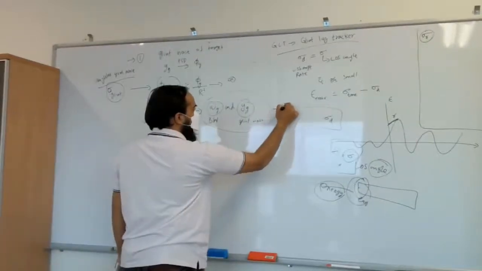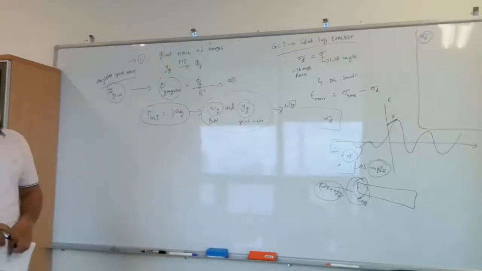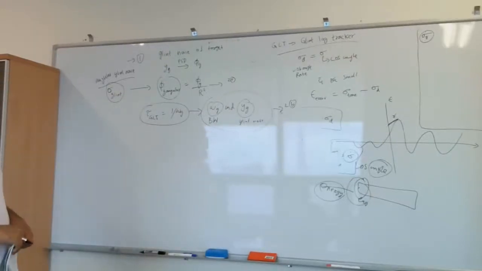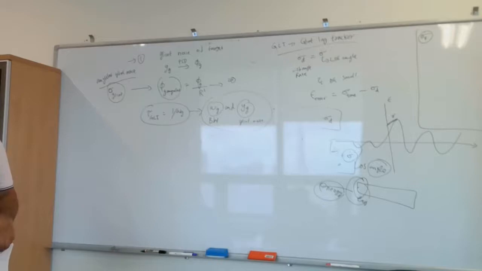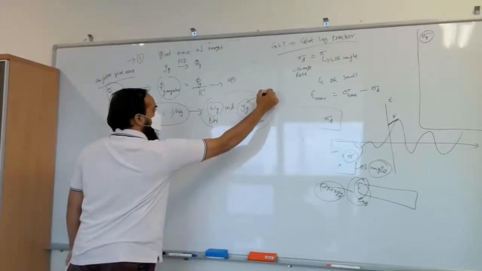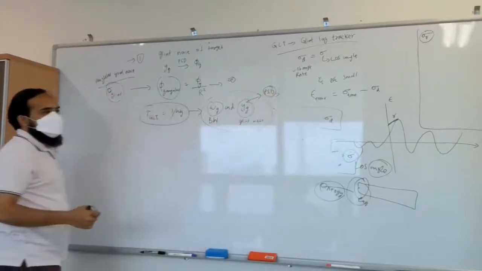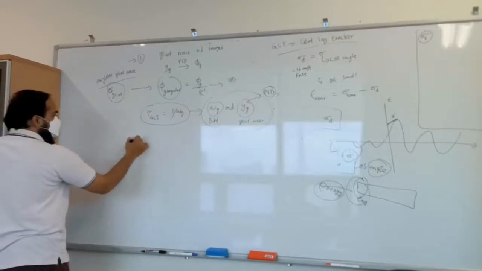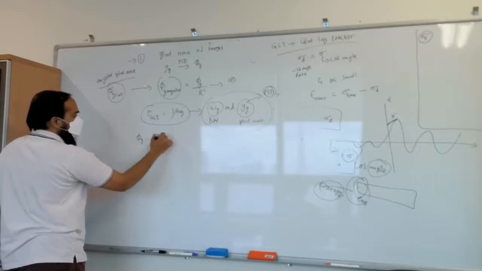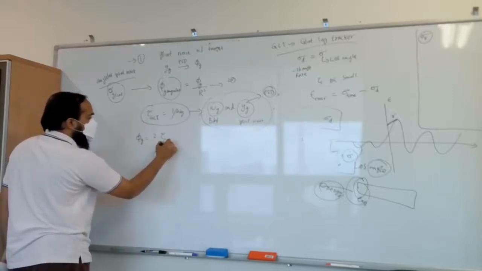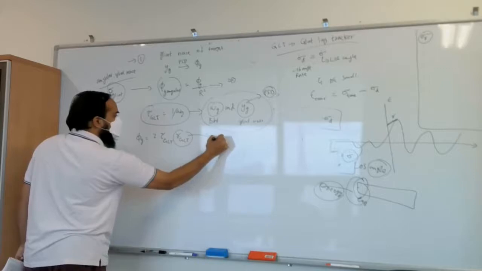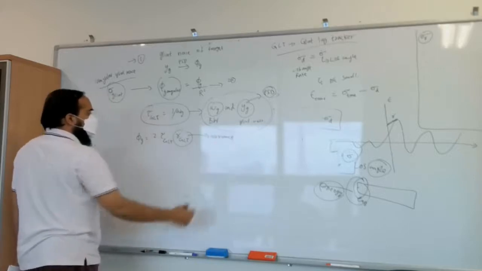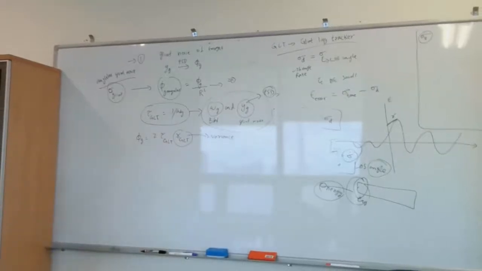Now what is the power density spectrum of this one? The power density spectrum of YG is 2 tau GLT, where GLT is the variance of the glint noise.